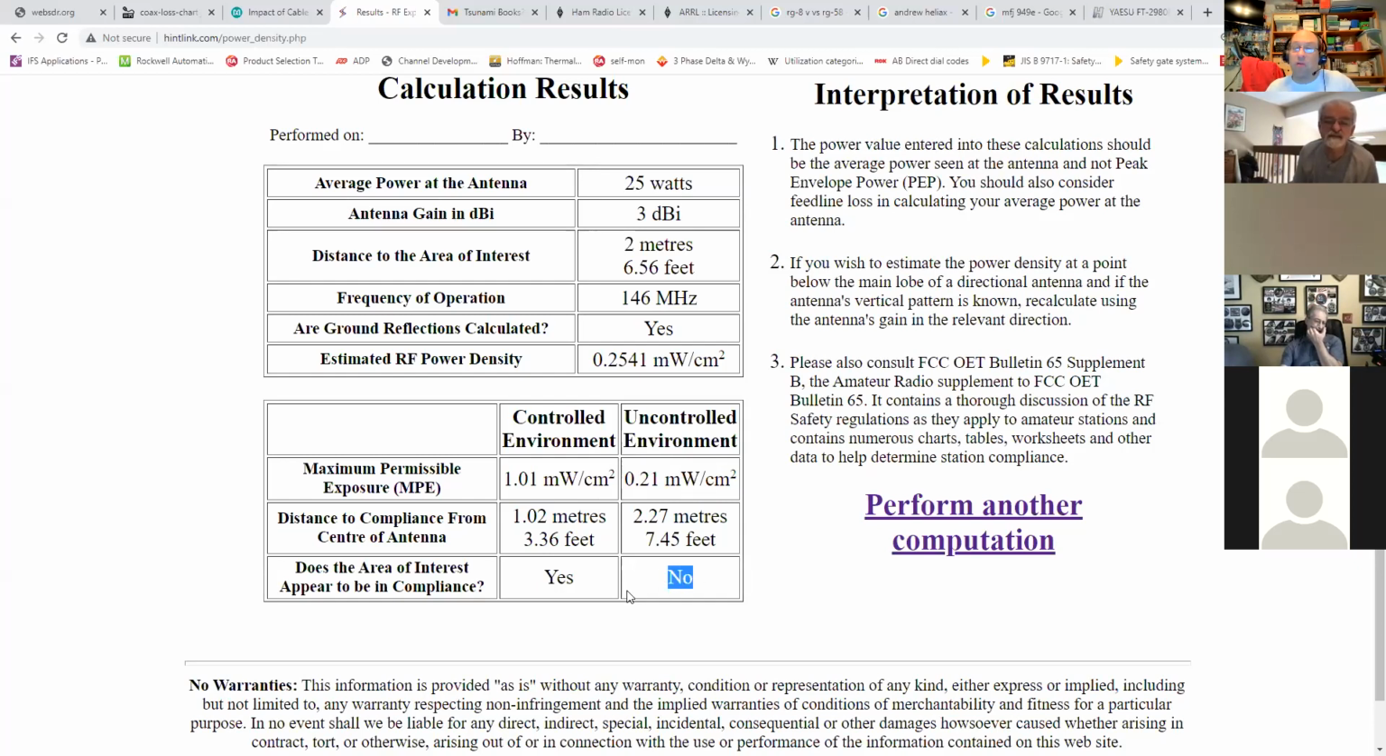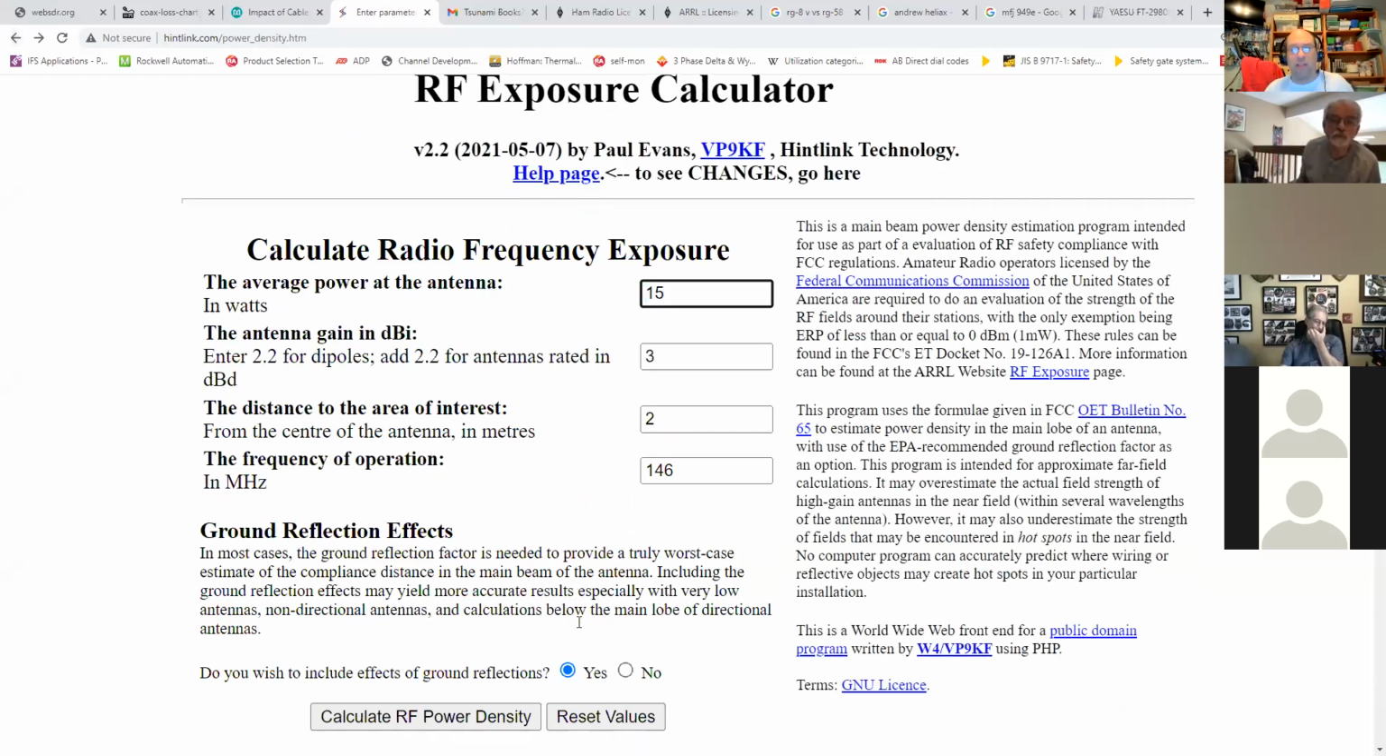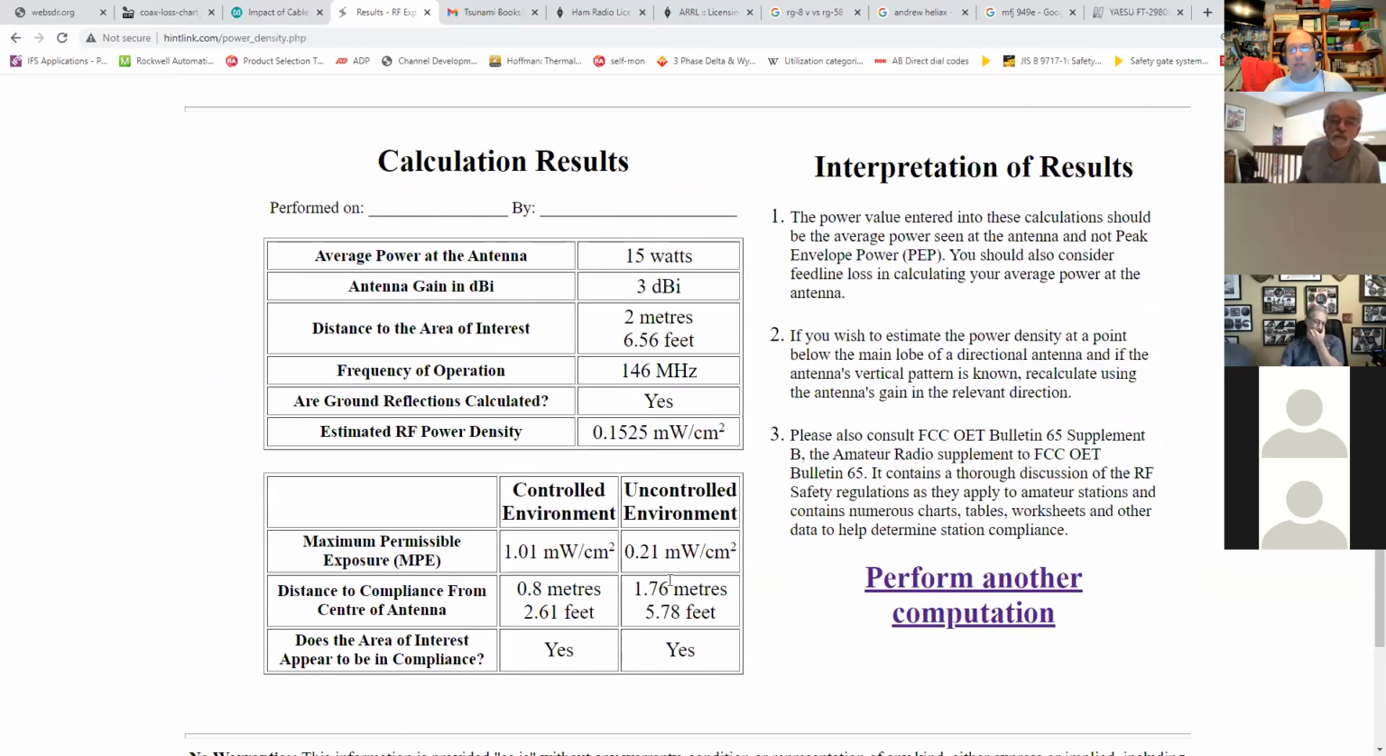In which case, oh, look at that. No, it's not in compliance, which means there's a couple of things you can do. Well, you can lower your power. If I go back here and I lower this to, let's say, 15 watts, well, now look at that. Now we're safe because we're operating in an area where the power density is now safe for somebody to walk by. So it's good to know how to use this device, how to use this table, how to use this website.